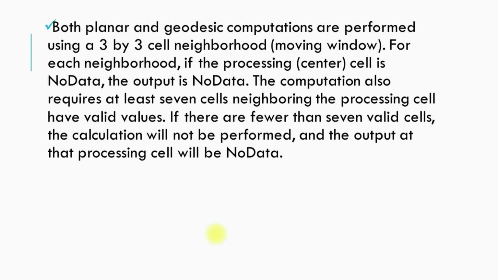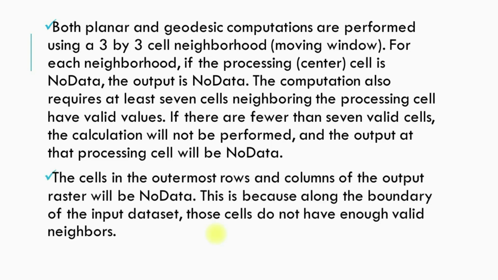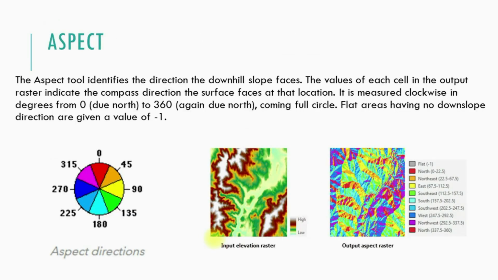Both planar and geodesic computations are performed using a 3x3 cell neighborhood. For each neighborhood, if the processing center cell is no data, the output is also no data. The computation also requires at least 7 cells neighboring the processing cell have valid values. If there are fewer than 7 valid cells, the calculation will not be performed and the output for that processing cell will be no data. The cells in the outermost rows and columns of the output raster will be no data. This is because along the boundary of the input dataset, those cells do not have enough valid neighbors.